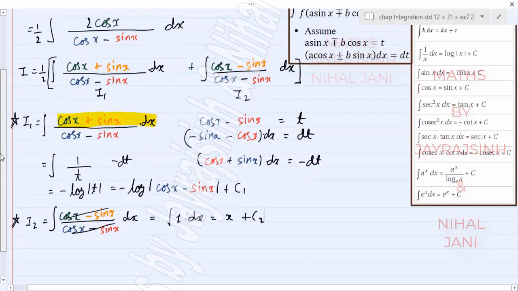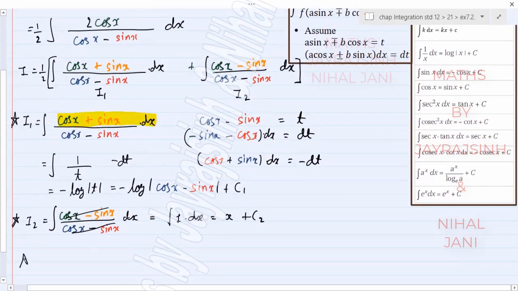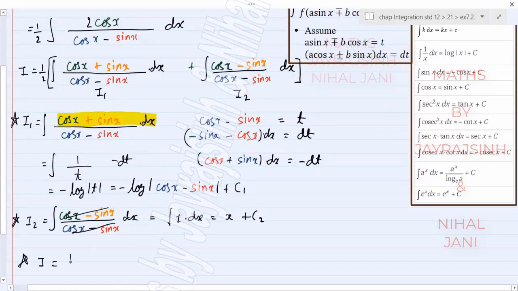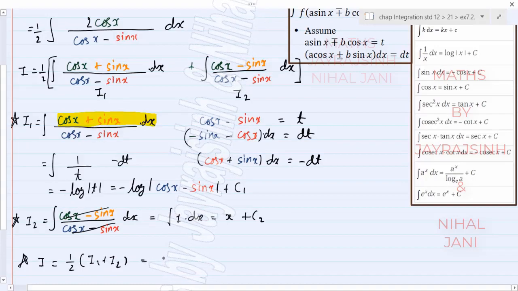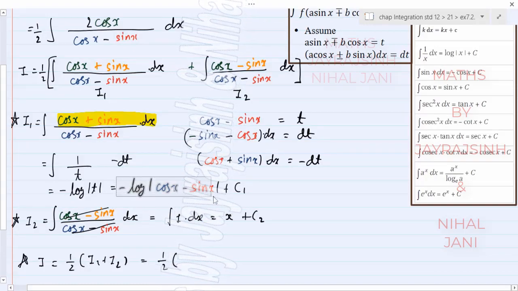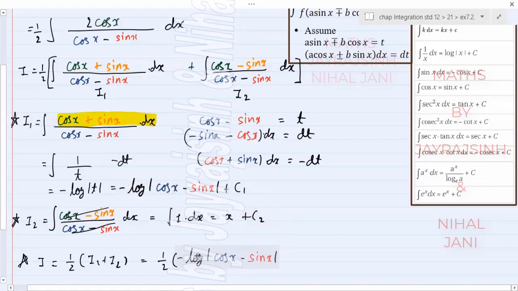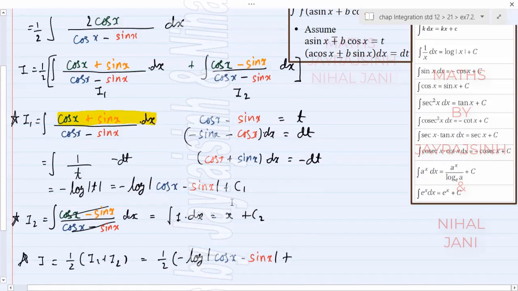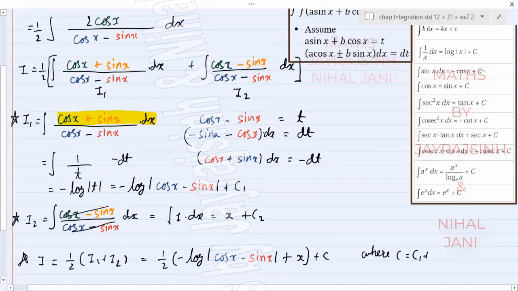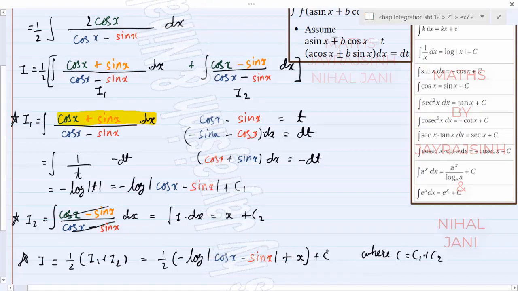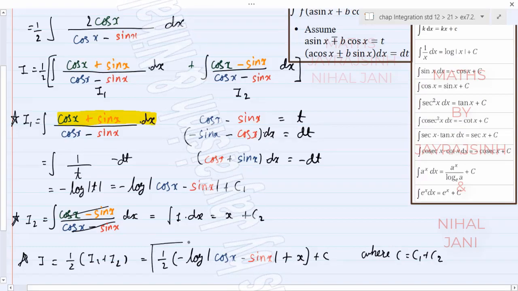So we can say our integration, which is half of I1 plus I2, is simply half of the integration of I1 over here plus your I2 plus C, where your C is C1 plus C2. Ta-da!